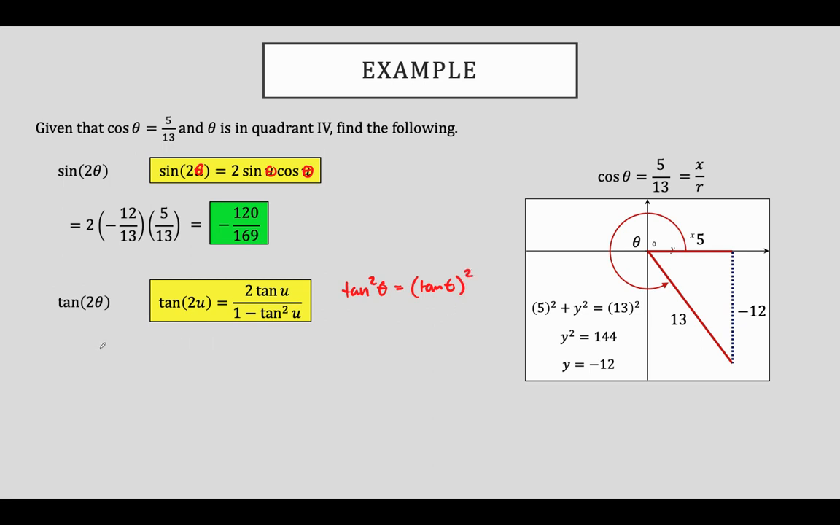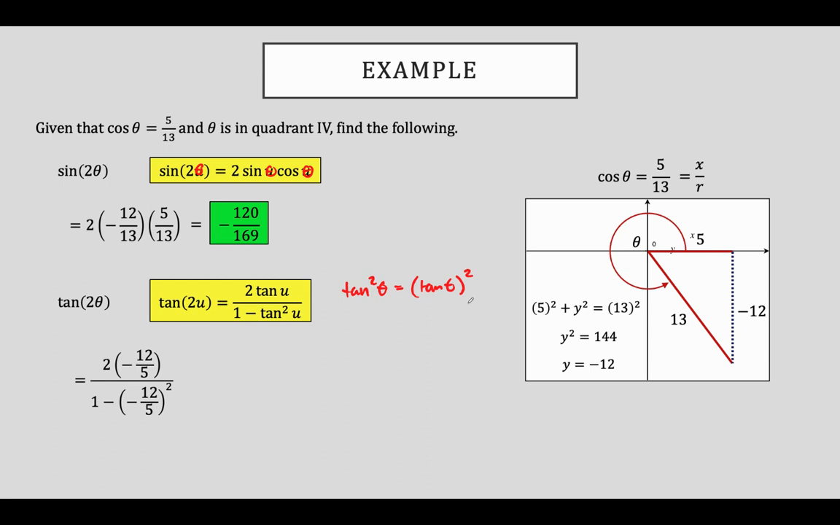So what do we have when we use this formula? We're going to say tangent 2 theta is equal to 2 times the tangent of theta. Tangent is y over x. That's 2 times negative 12 over 5 divided by 1 minus negative 12 over 5 squared. 2 times the tangent of theta divided by 1 minus the tangent of theta quantity squared. Remember, tan squared theta means tangent of theta squared.